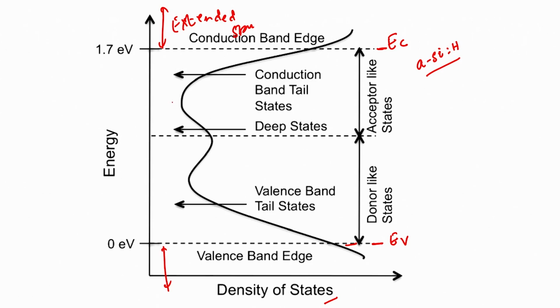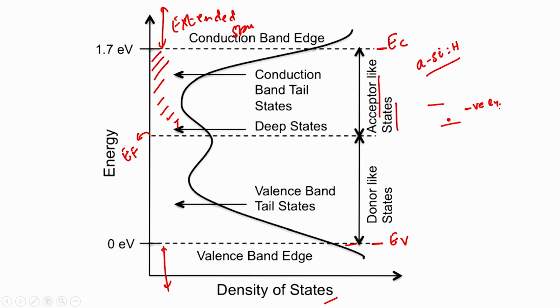So, now let us focus on the states inside the band gap. This dotted line here indicates the Fermi level position. All these states that are present in the band gap and that lie above the Fermi level are called acceptor like states. They are called acceptor like states because they are neutral when they are empty, and the moment an electron occupies them, they become negatively charged.